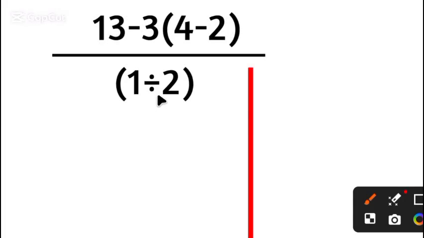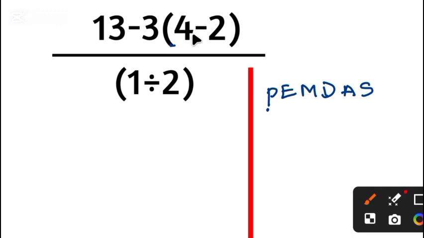Hello everyone, let's find the value of this equation. The numerator. To solve this correctly, we have to follow the order of operation, which is PEMDAS. Parenthesis first. After that, we can now do the multiplication. After the multiplication, we can do the subtraction. Okay, so let's apply to the numerator.